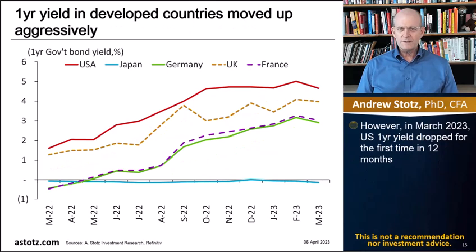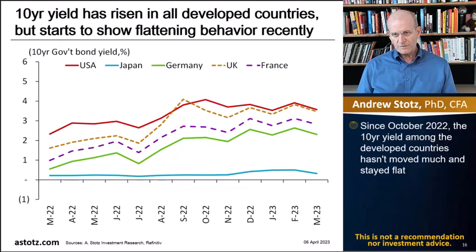What about 1 year? Well, 1 year in developed countries moved up aggressively. However, in March 2023, the U.S. one-year yield dropped for the first time in 12 months. And we also see a slight drop in Germany and others, and France. So there is some pressure coming off on the one-year yields.